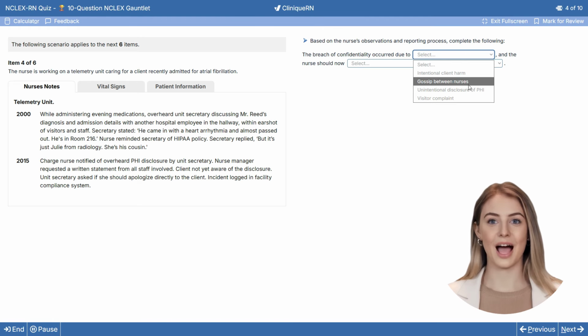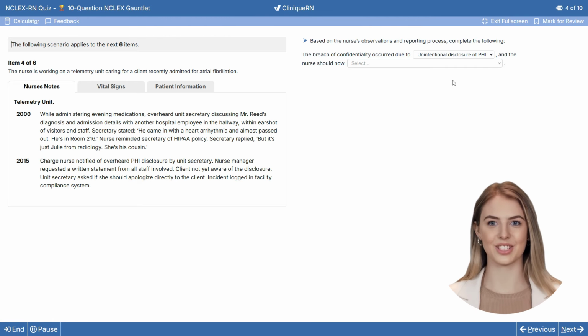Correct answer, unintentional disclosure of PHI. That's personal health information. Now the rationale. The secretary didn't mean harm, but intent doesn't erase the breach. Sharing private details in a public space without authorization is still a HIPAA violation, even if accidental.